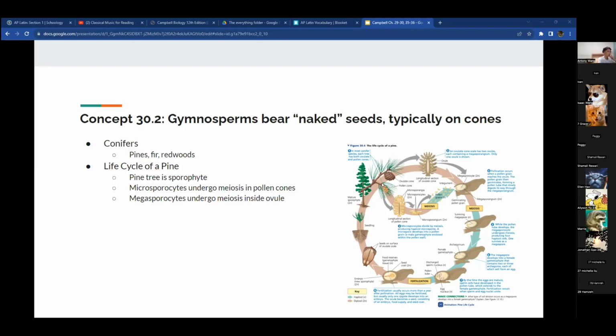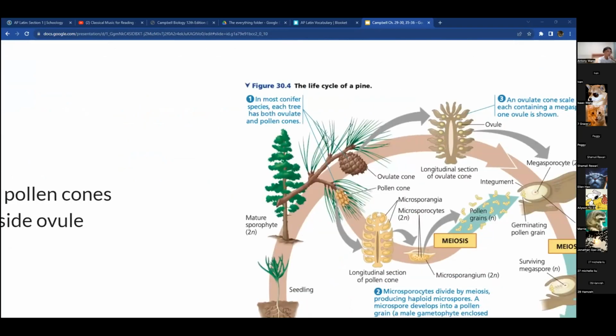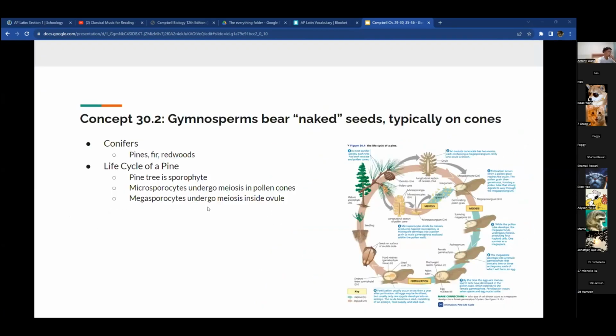So it might be a bit hard to see. If I zoom in, does the screen share also zoom in? Anyways, I hope you can see this. You can see there are distinct morphological differences between pollen and ovulate cones. The megasporocytes in the ovule and the ovulate cone will divide and form the female gametophyte. So there are separate structures for producing male and female gametes.